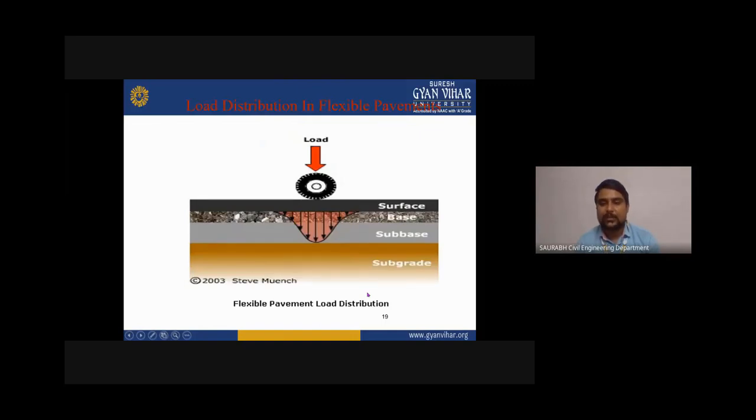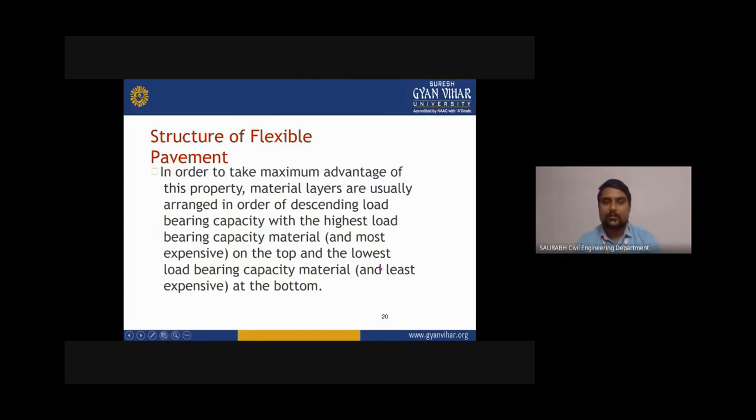Now we will see again how it will distribute the load in the flexible pavement. As you can see here, that is your load, and there will be like this. A load will be distributed like this, and it will be distributed till the sub base, as you can see here. Now come to the structure of flexible pavement.